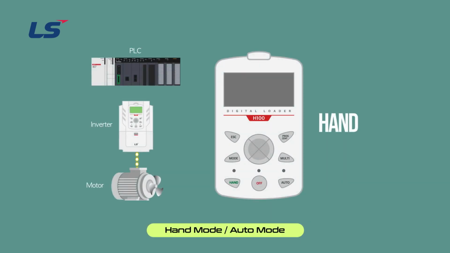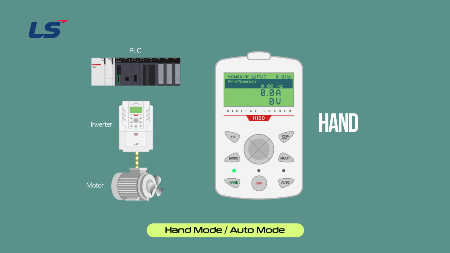Let's practice how to change the mode. The hand mode allows local control operation using the keypad. When the inverter is powered on, the off LED lights up. The hand mode gives an operation command and frequency command signal with the keypad. Press the hand key to set it to hand mode.